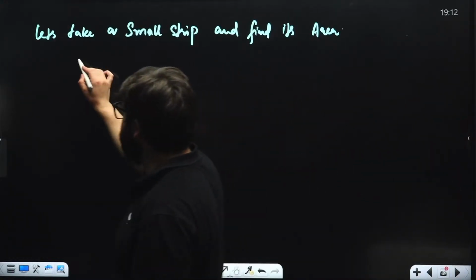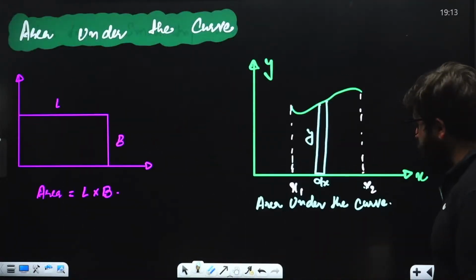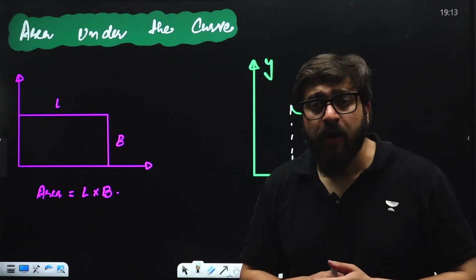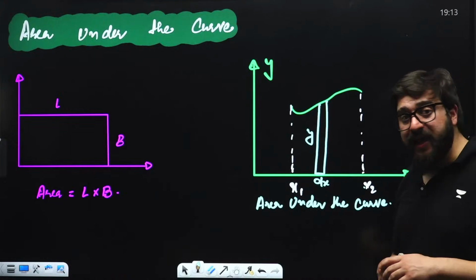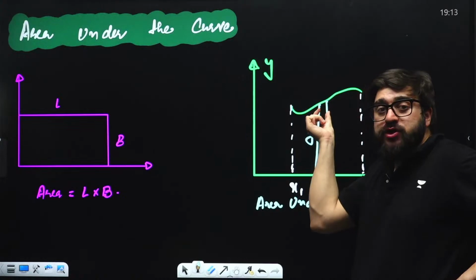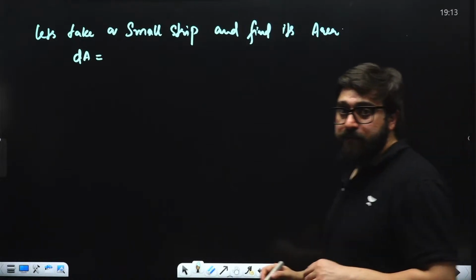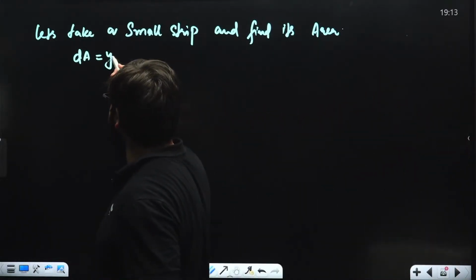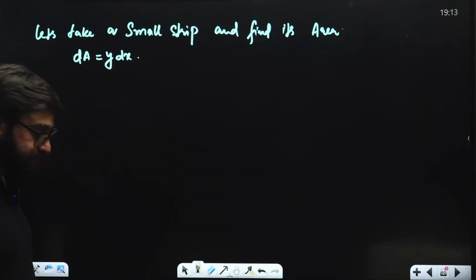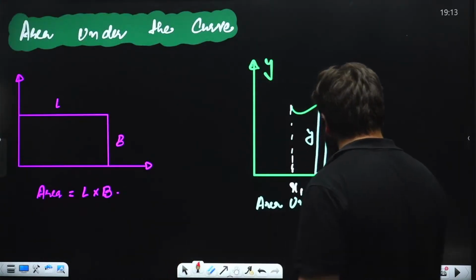So can I say its small area is dA is equal to, now, don't you think this infinitely small strip behaves like a rectangle? Yes. So for a rectangle, we can use the formula length multiplied by breadth. So I can say dA is equal to y dx, length into breadth. This is the area of the small strip. Similarly, I will take one more strip over here.